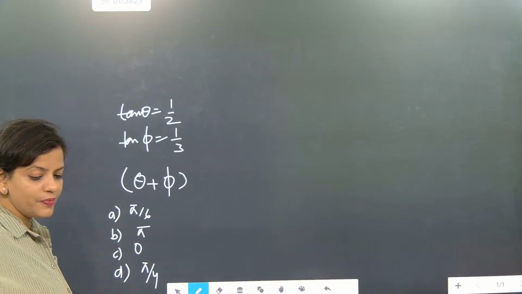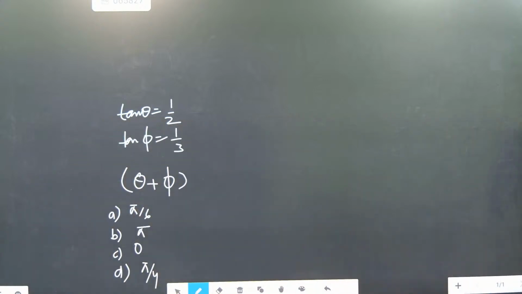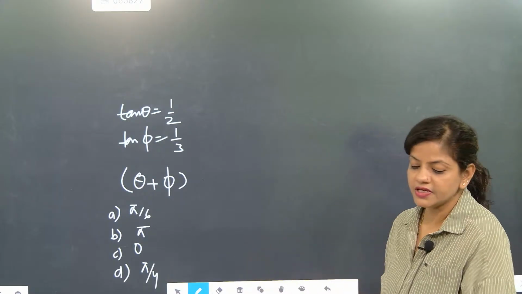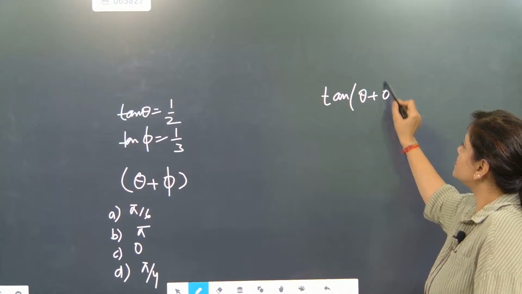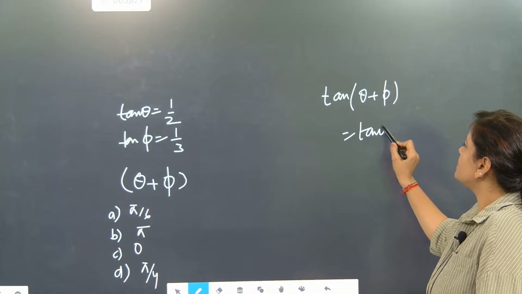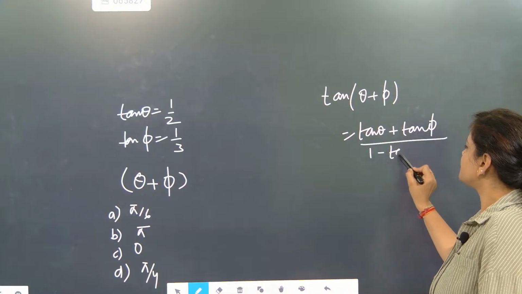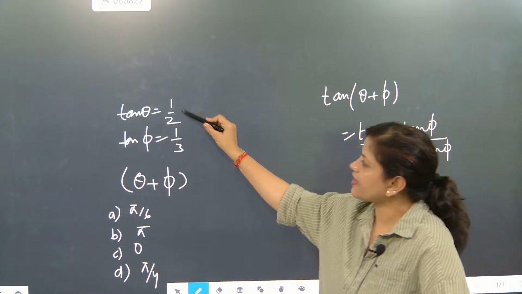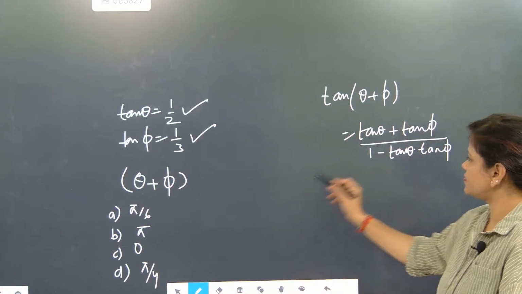Can I solve or you people will try to solve? Now look here, simple formula is there. We are going to apply that formula and solve. So tan of theta plus phi means what beta? It will become tan theta plus tan phi by 1 minus tan theta into tan phi. So what is the value of tan theta? 1 by 2. What is the value of tan phi? 1 by 3. Let's substitute there.